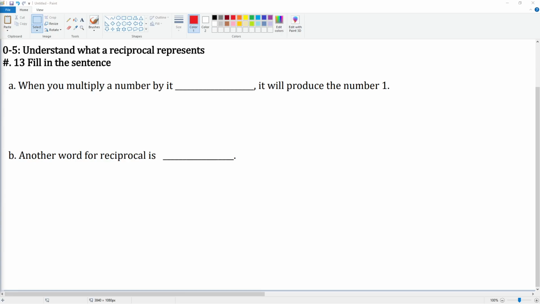Let's understand what a reciprocal represents. Number 13 asks us to fill in the sentence. A. When you multiply a number by its blank, it will produce the number 1. So let's put in an example so we can see this much better.